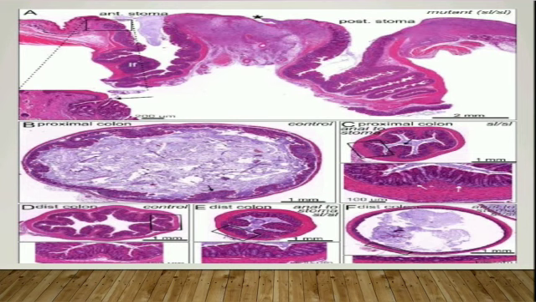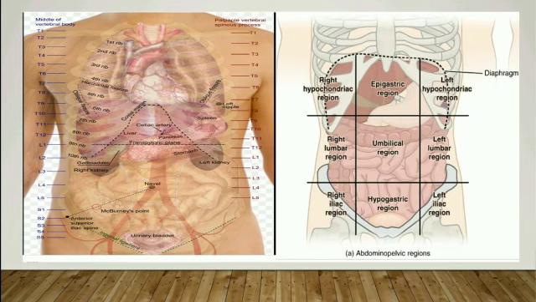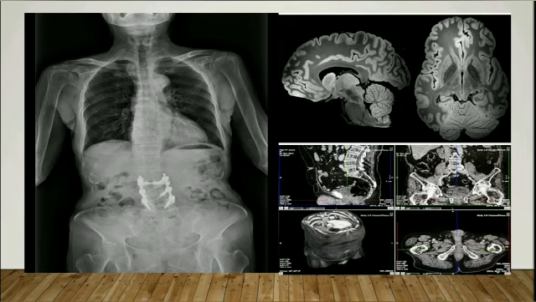Histology, also known as microscopic anatomy, is the study of structures with the aid of a microscope. It has again two branches, histology and cytology. Surface anatomy, also known as topographic anatomy, is the study of deeper parts of the body in relation to the skin surface. It is more helpful in clinical practice and also in surgical operations.